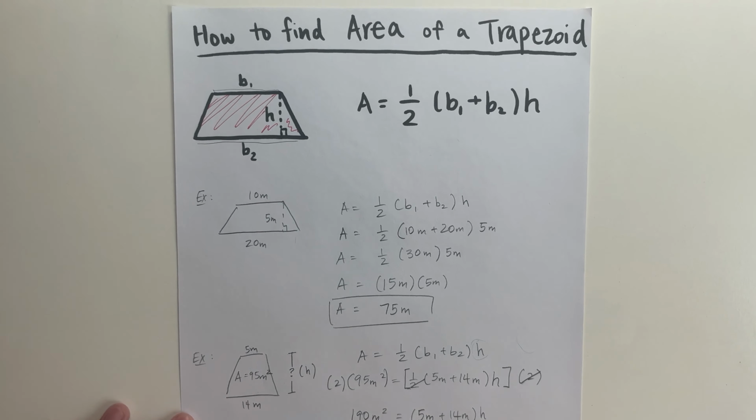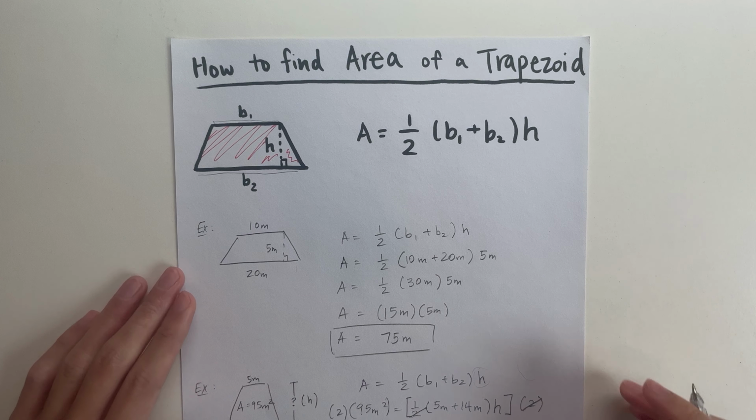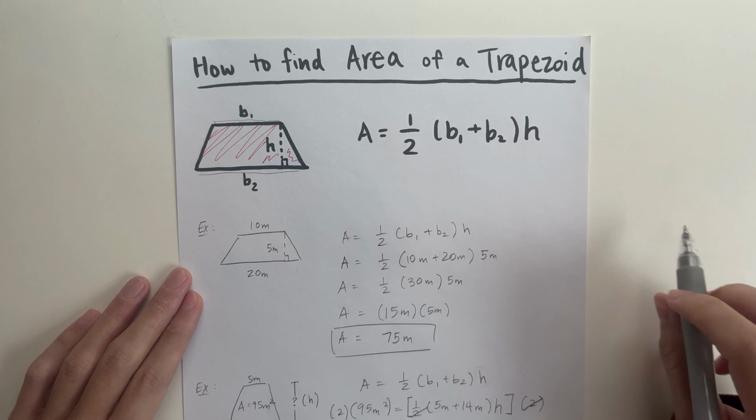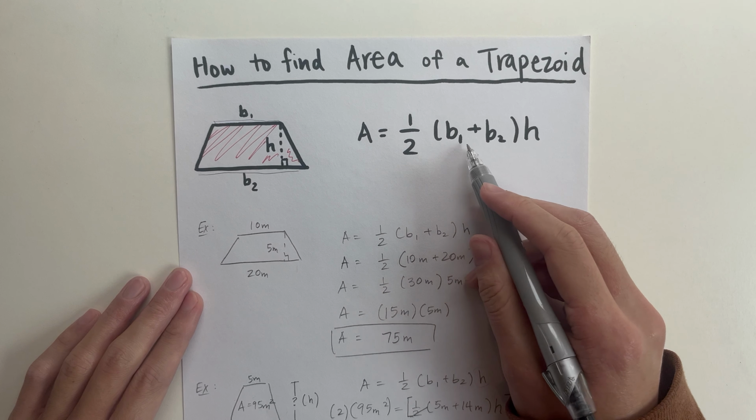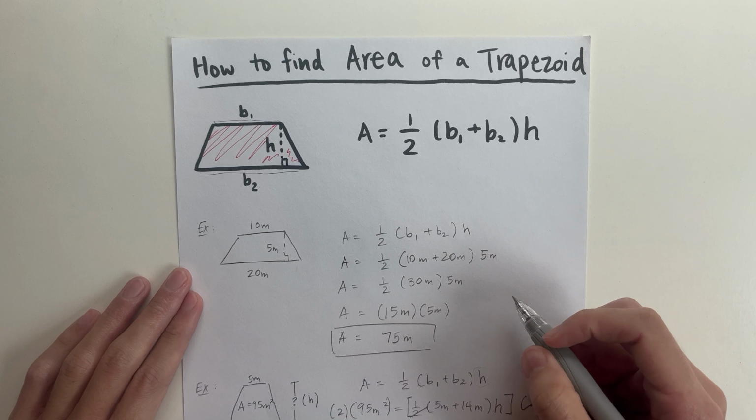All right, thank you everyone. Just remember the formula for the area of a trapezoid is area equals 1/2 times base 1 plus base 2 times the height. Thank you.